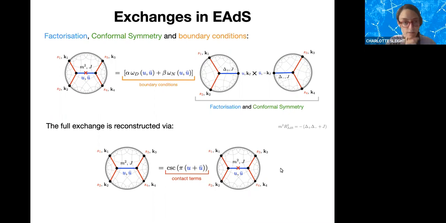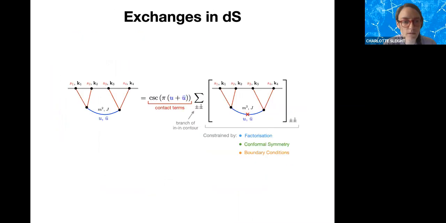So having fixed the exchange in anti-de Sitter space using the Mellin-Barnes representation, each of the steps that we just took, we can carry over directly to de Sitter. In de Sitter, the only real difference is that within the in-in or Schwinger-Keldysh formalism, the exchange decomposes into four contributions from each branch of the in-in contour. At the level of the on-shell exchange, each of these contributions, each term in this sum, just like in anti-de Sitter space, is constrained by a combination of factorization, conformal symmetry, and boundary conditions.